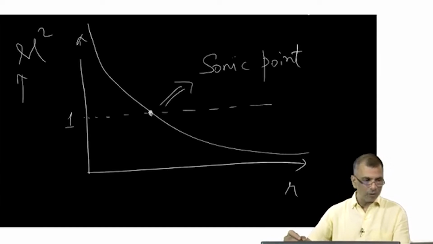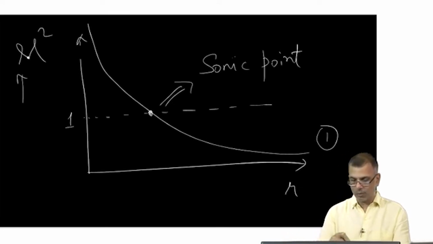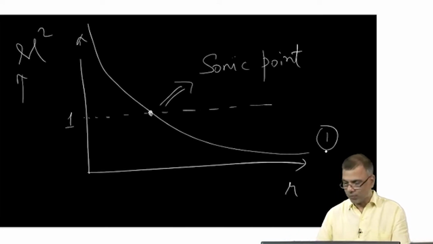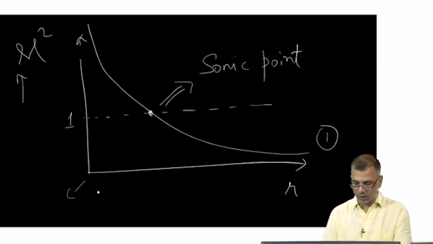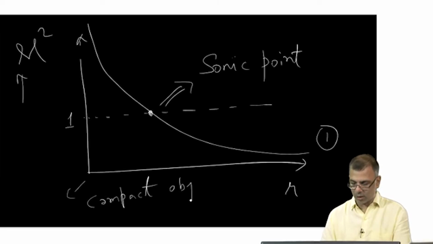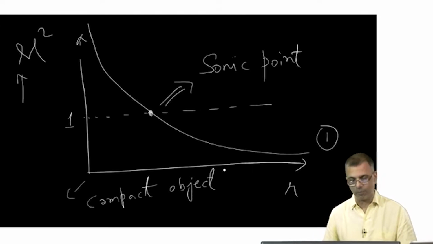Not this kind of curve, but this kind of curve. These are solutions of kind 1, solutions that start out subsonic very far away. The Mach number is significantly less than 1 very far away. It accretes, it passes through the sonic point, and it becomes supersonic as it approaches the compact object. The compact object is sitting somewhere here, enabling accretion, causing this accretion to happen.